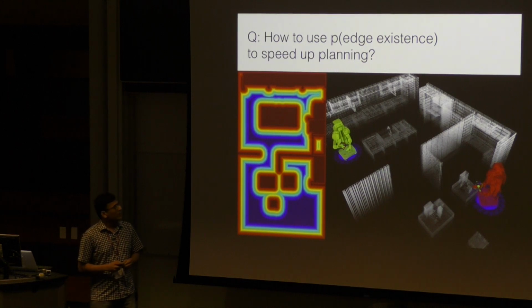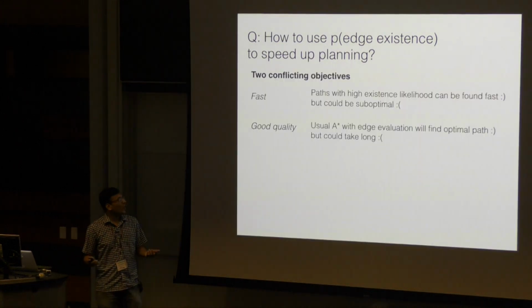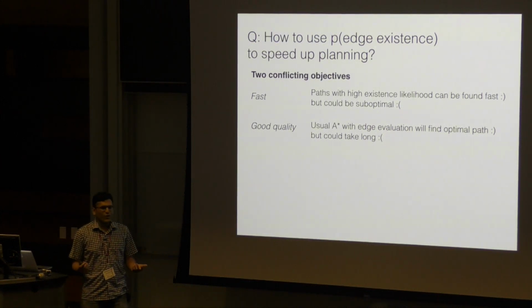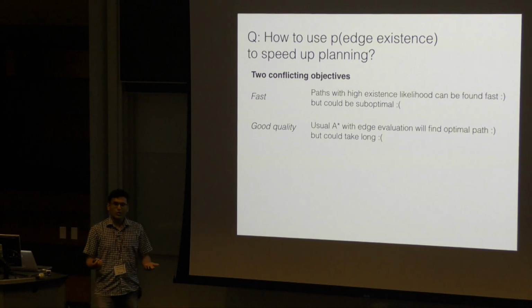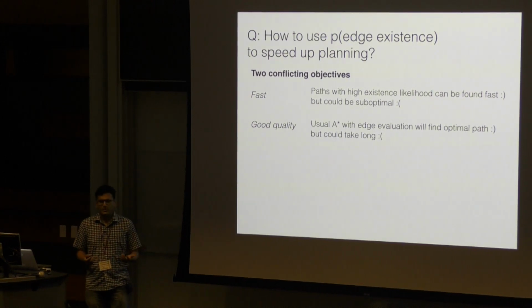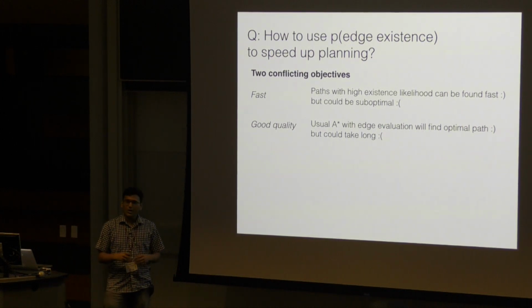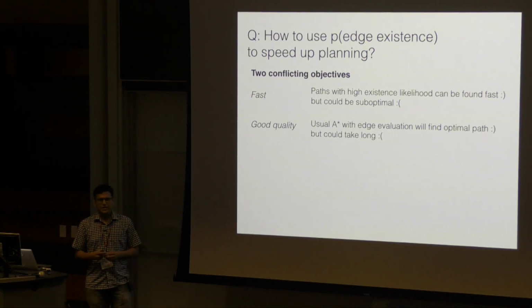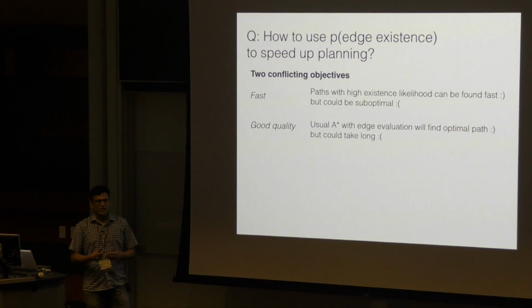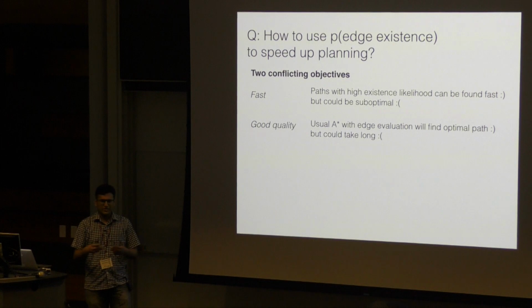Right. Now, like in any other planning problem, there are two conflicting objectives. So one, we want to find solutions very quickly, and in the other, we want to find solutions that are close to optimal. Right. And one way we could go about finding solutions really fast with these edge existence priors is we could ignore all the edges with low likelihood, and that way avoid doing a lot of collision checking. But on the other side, that could end up leading to really suboptimal paths. And if we wanted optimal paths, we could run A star, evaluate all of the edges as we generate them, and that can take a really long time.